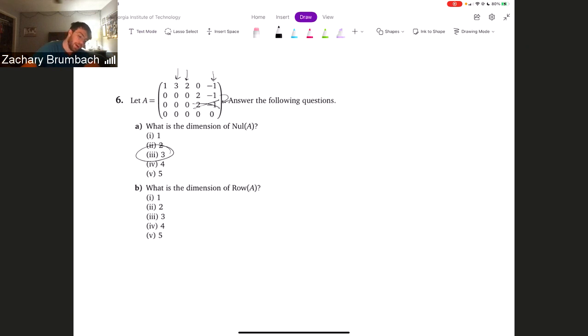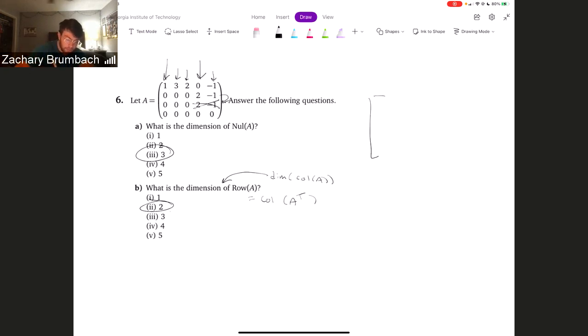Dimension of row space. Tricky. Dimension of row space is the same thing as the column space of A transpose. Okay. But it is the same thing as the dimension of columns of A. Okay, because this is just asking dimension, right? So how many pivots do we have? 1, 2. Boom.